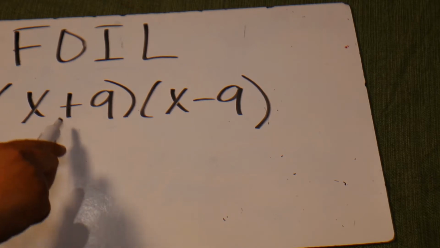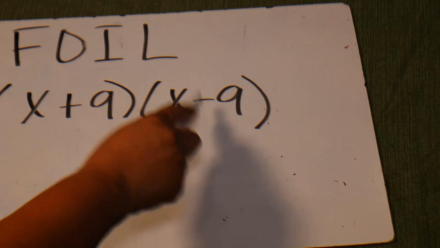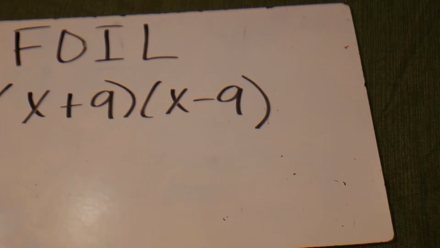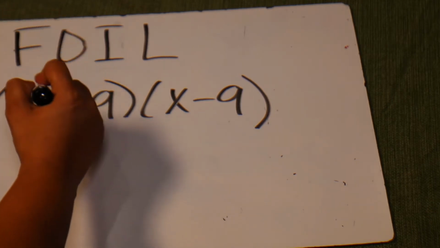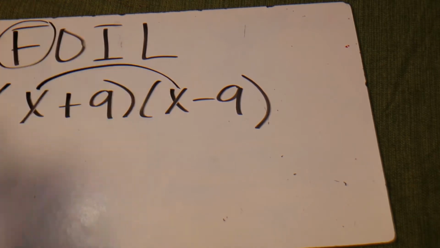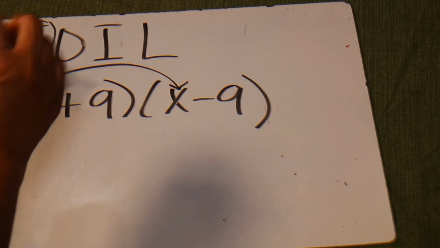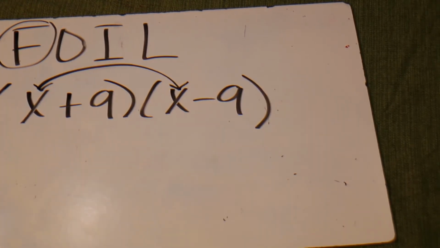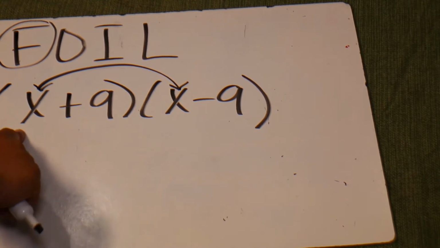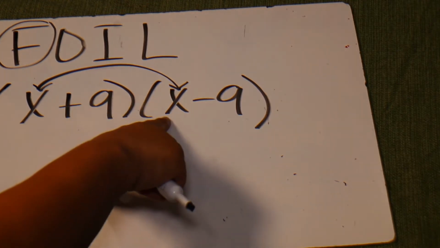Now remember, a term is separated by an operational symbol. Here we have an addition and here we have a subtraction. So we're going to do the first step to solving this FOIL problem. The first thing we do is the F, which is the first, and we're going to multiply the first two terms in each expression, in each parentheses. So this is the first term in this binomial, this is the first term in this binomial. So we have x times x.